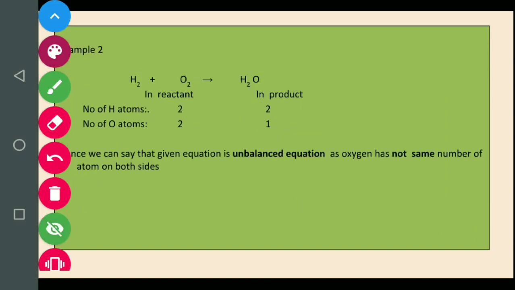Now example number 2, let's take the case of hydrogen plus oxygen gives you water. Here you can see on the reactant side hydrogen is 2, oxygen is 2, and on the product side hydrogen is 2 and oxygen is 1. We can see hydrogen is balanced but oxygen is not balanced. Then this reaction is known as an unbalanced reaction or equation, because oxygen does not have the same number of atoms on both sides.